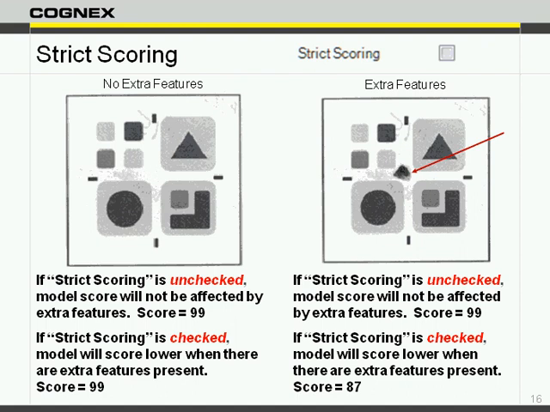On the right, now you've added that extra little piece of dirt there. So if you turn on strict scoring, it will subtract from the total score for that dirt. Unchecked, when it didn't take into account that little piece of dirt, the score was 99. When you check the strict scoring, it dropped down to an 87. And that depends on what you're inspecting. That depends on your environment.